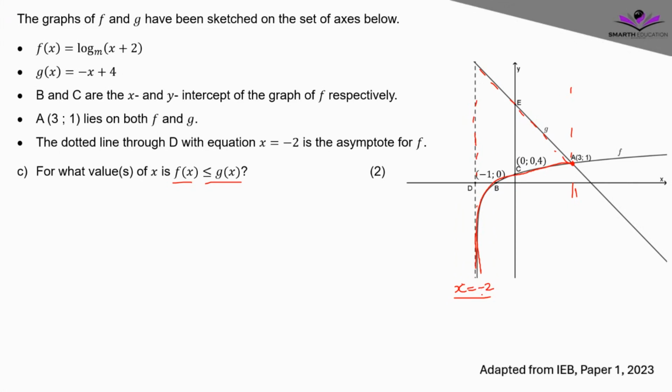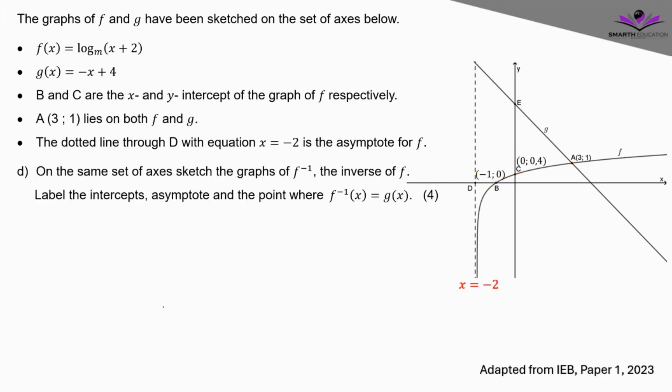X cannot be -2 because at x equals -2, that's where we have the asymptote. f of x is less than g of x when x is from -2, not included because we have the asymptote there, to 3 included. We can write it like this: x is greater than -2 but less than or equal to 3. That's the solution there.